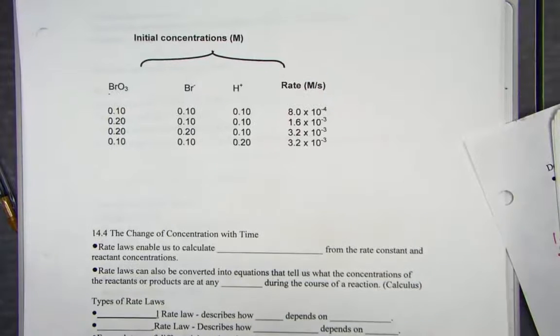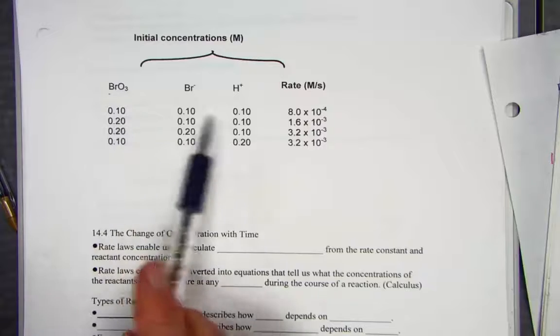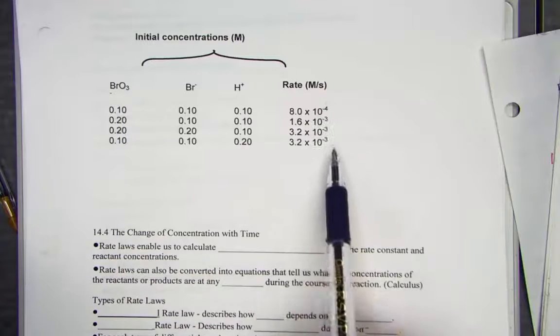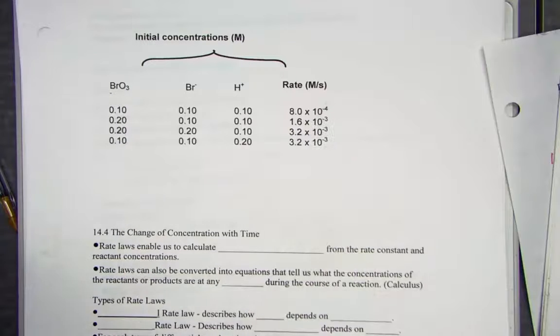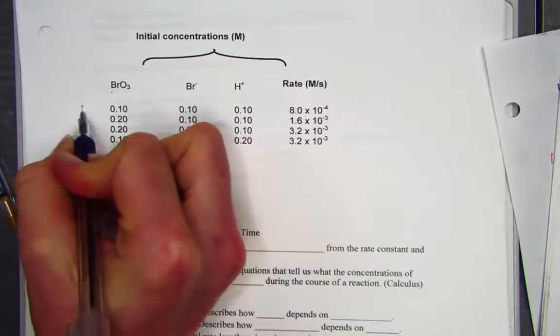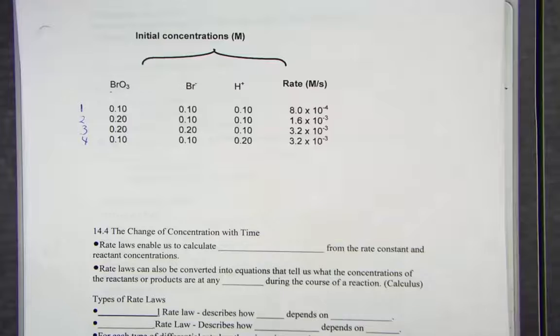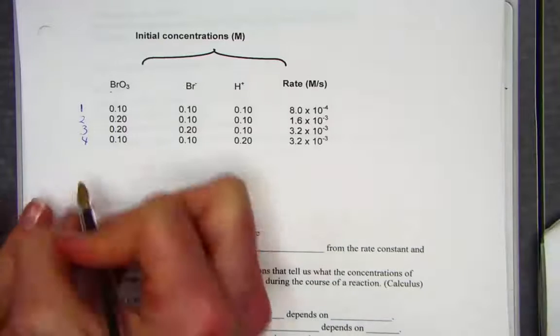Here we're looking at a data table for the reaction of BrO3 with bromide and 6 hydrogens to give us bromine and water. Again, that reaction was provided on the previous page. This time all 3 reactants are given, and I have reaction rate data for each of these trials. So I have trials 1, 2, 3, and 4 that we can use to compare, knowing that we're looking to find the rate with respect to each of the reactants.